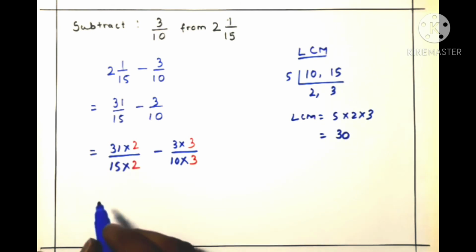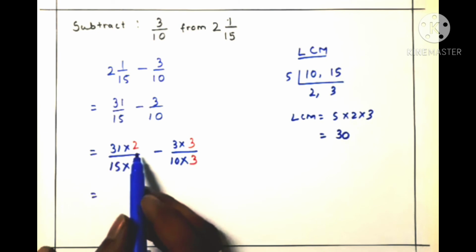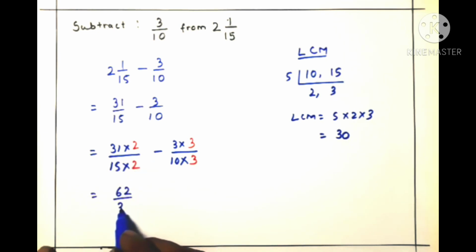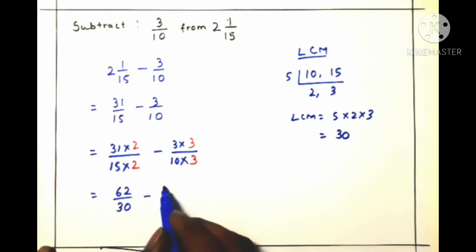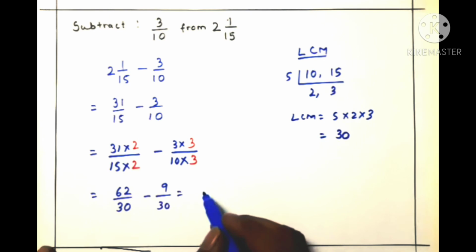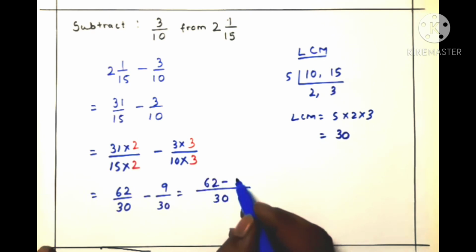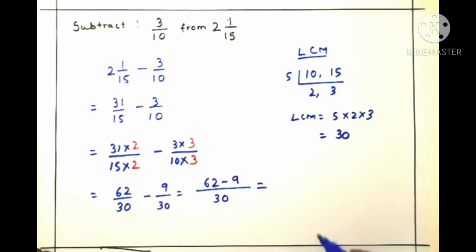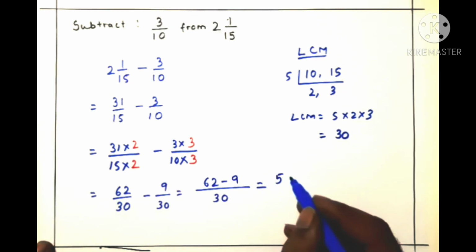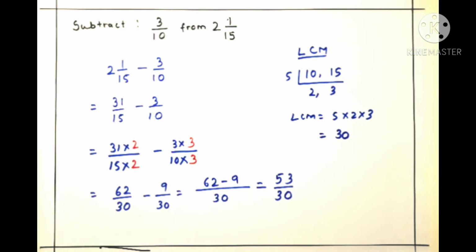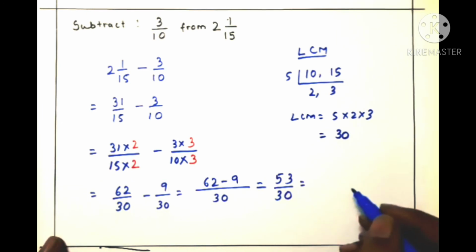Now we have 31 into 2. 2 1s are 2, 2 3s are 6. So 62 by 30 minus 3 3s are 9 by 30. The common denominator we will take as 30 and subtract 62 and 9. So 62 minus 9, we will get 53 by 30. As you can see, 53 by 30 is an improper fraction. We can always convert it to a mixed number.